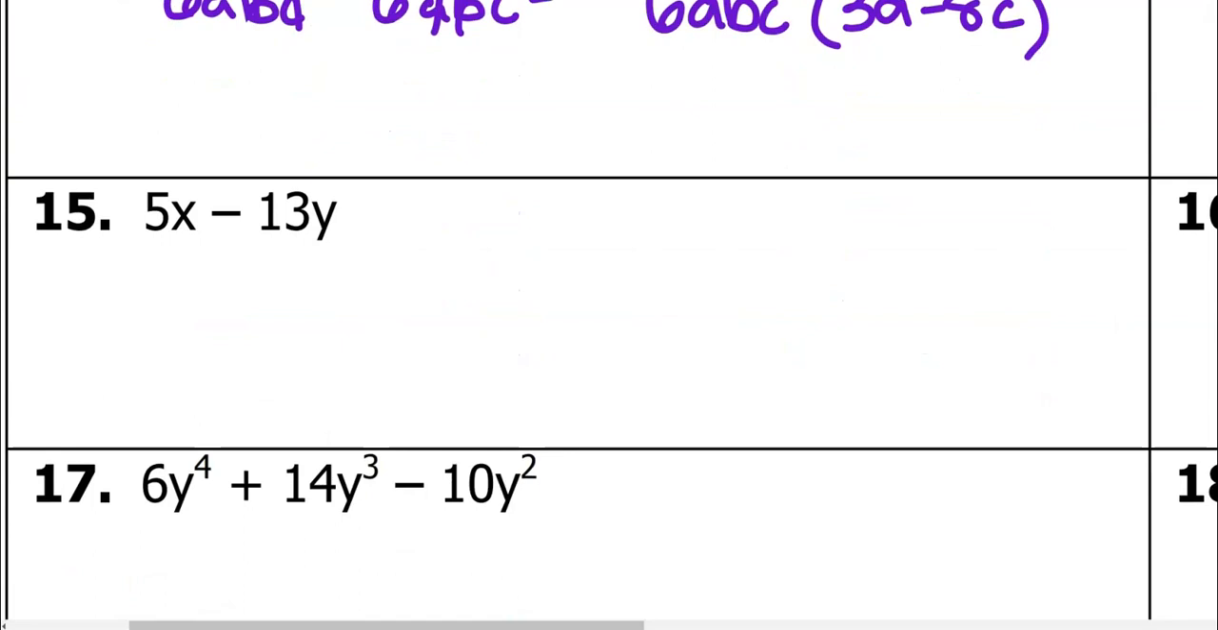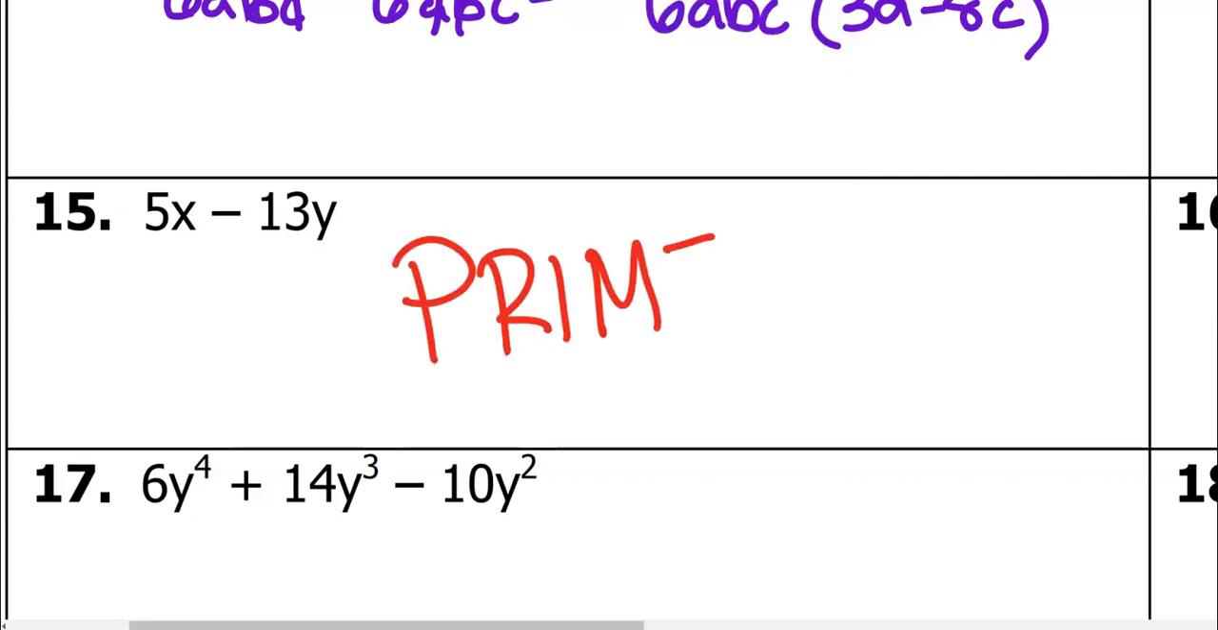15. Why don't you like 15? Okay, there's nothing to divide it. So what's this called? This is a prime one. Yep, this is an example of a prime polynomial. They don't share a letter. One has an X, one has a Y. And the numbers 5 and 13 don't divide by anything that they share.